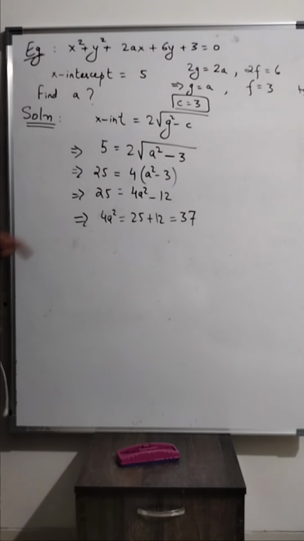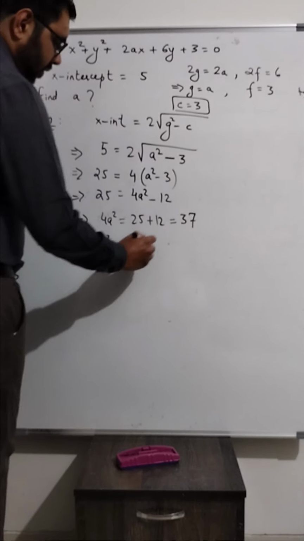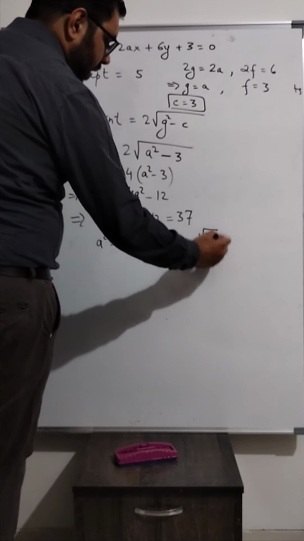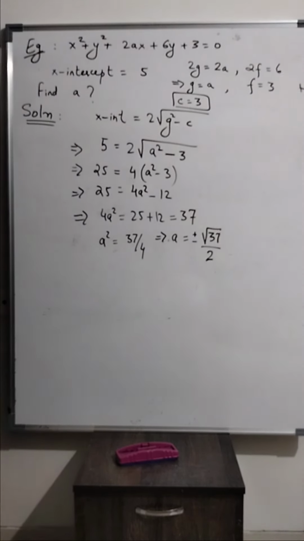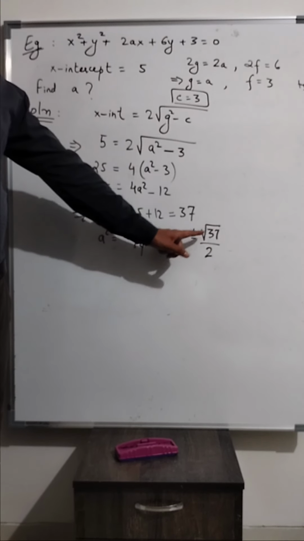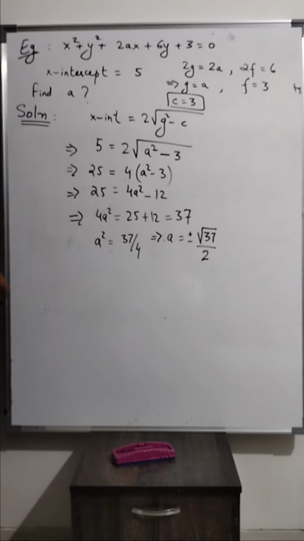So we get the value of 4a square equal to 37. So a square is equal to 37 by 4. This means a will be equal to plus minus root 37 by 2. Okay, so there are two possible values of a: plus root 37 by 2 and minus root 37 by 2.